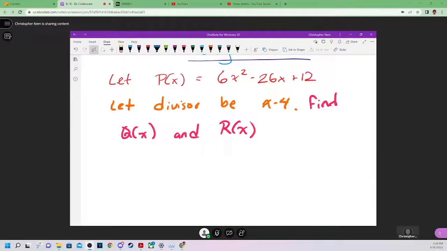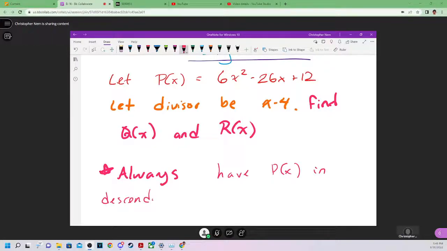Now, when doing long division, there's a little remark: always have p of x in descending order with all exponents. That means if the highest degree is 2, I need the next term to be degree 1, and this needs to be a degree of 0. So I need to go in decreasing order with the exponents.